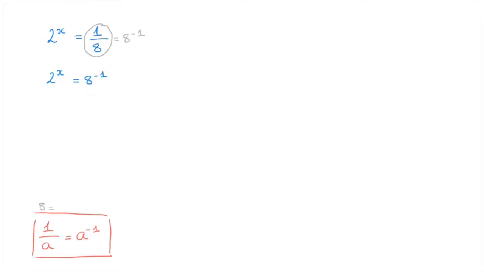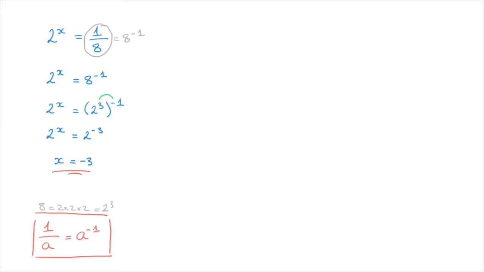And since 8 equals 2 times 2 times 2, which equals 2 to the power of 3, we can rewrite this equation as 2 to the power of x equals 2 to the power of 3, in parentheses, raised to the power of negative 1. And now these powers, 3 and negative 1, need to be multiplied together, which leads us to 2 to the power of x equals 2 to the power of 3 times negative 1, which is negative 3. And now that both sides of this equation are written as powers of the same base, we can get rid of the base altogether to write x equals negative 3. And that's the final answer.